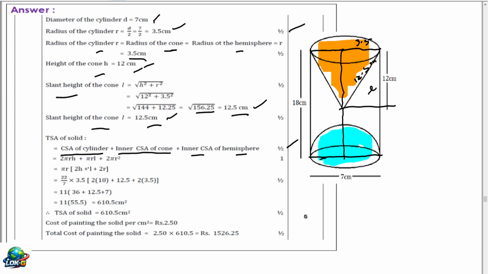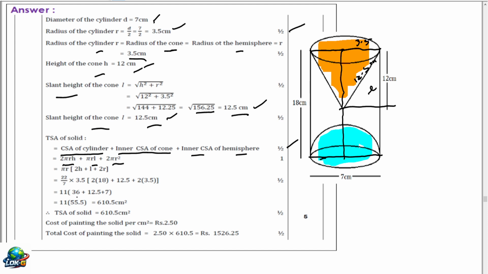Write the formula. Curved surface area of the cylinder is 2 pi r h, the curved surface area of the cone is pi r l, and the inner curved surface area of the hemisphere is 2 pi r square. Pi r is common. You are left with 2h plus l plus 2r. Substitute the values: 22 by 7, 3.5, 2 into height, the total height is 18 centimeter, plus slant height 12.5, plus 2 into radius 3.5.